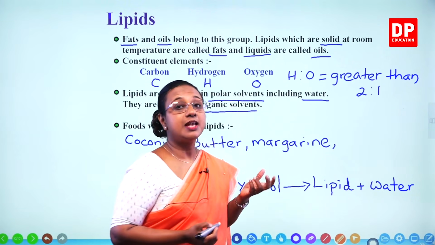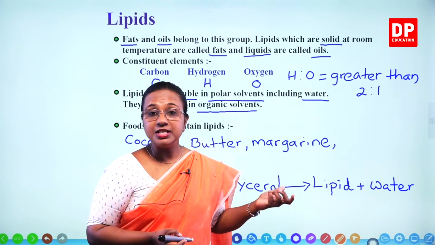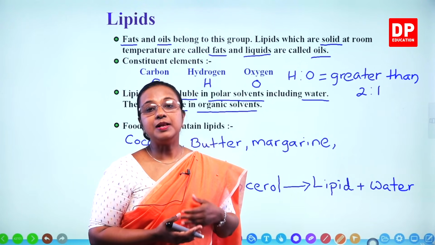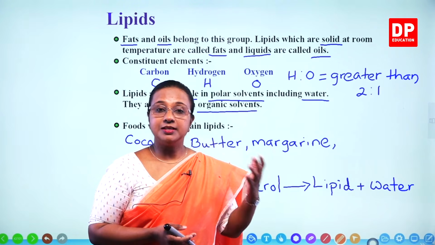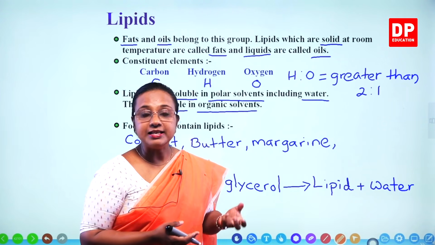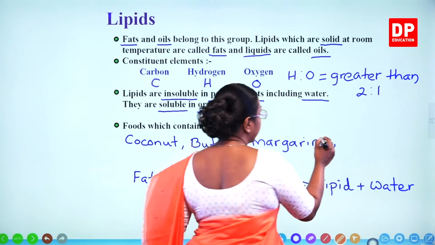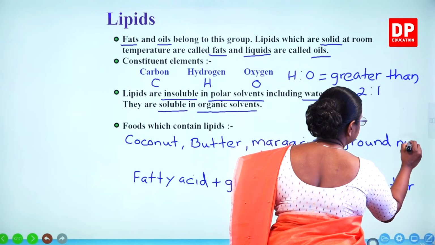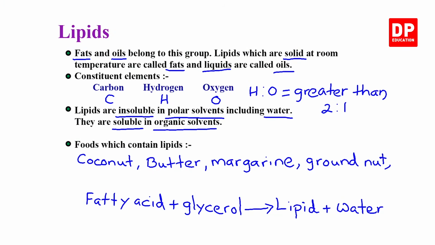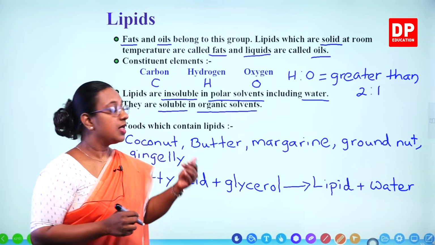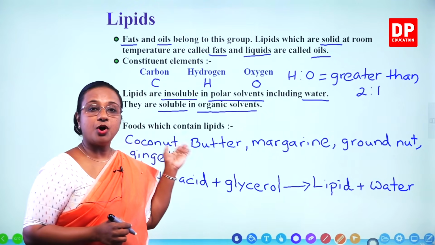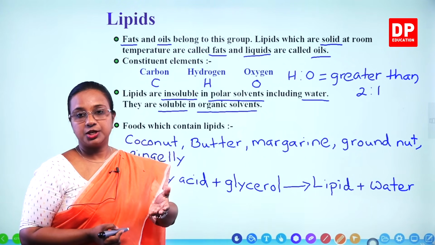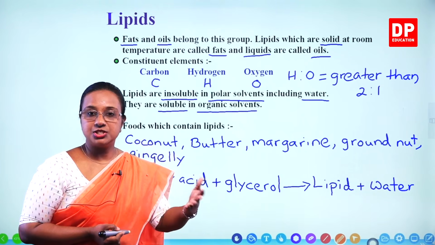Then we have the nuts, which are usually rich in fats. For example, groundnut. Groundnut, another name is peanut. That is rich in fats. So we can also include groundnut. And seeds like gingerly also contain fats. Therefore, the oil that is obtained from coconut is coconut oil and gingerly is gingerly oil.